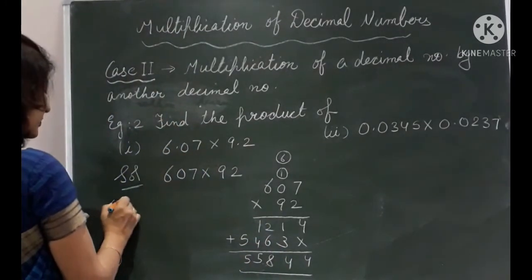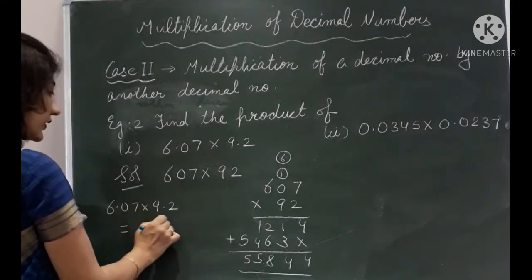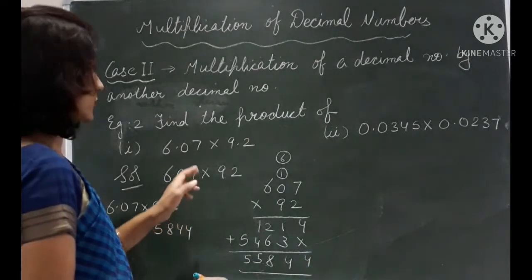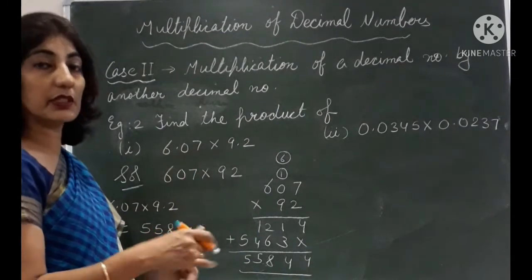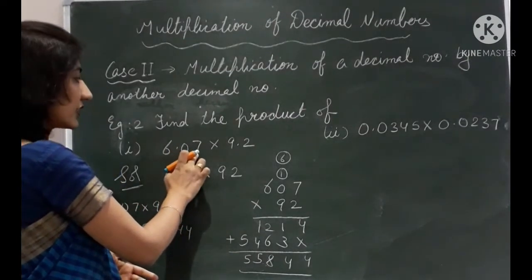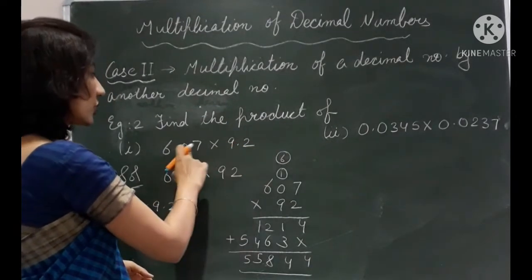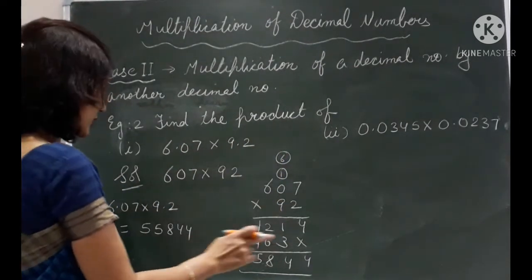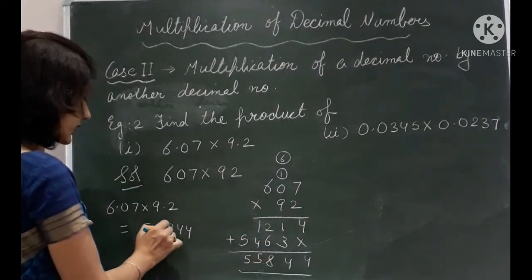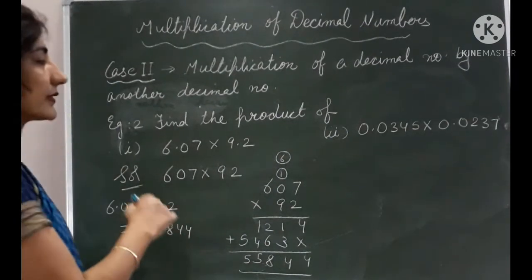So that means 6.07 into 9.2 will be equal to, now where to put the decimal? Here we have to think. In decimals we have to see how many digits are there after the decimal in both the numbers. Like in 6.07 there are 2 digits after the decimal, and in 9.2 there is 1 digit after the decimal. That means total 3 digits after the decimal. So in the answer, counting from the right hand side, we will leave 3 digits, 1, 2, 3. So the answer will come 55.844.